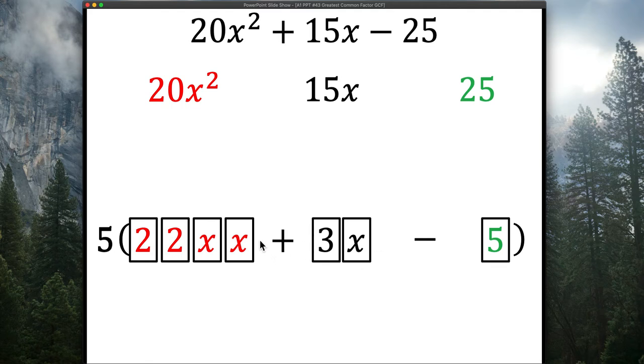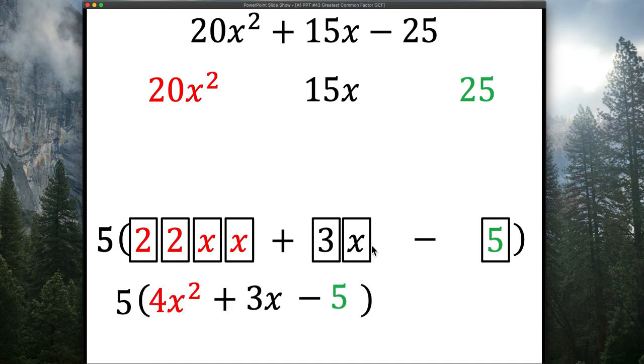And now just clean this up a little bit. 2 times 2 is 4, x times x is x squared, 3 times x is a 3x, and then minus 5. And then that's it. That's basically taking out a GCF.